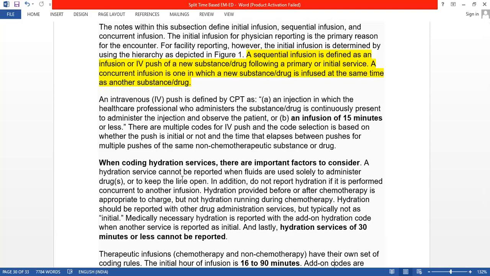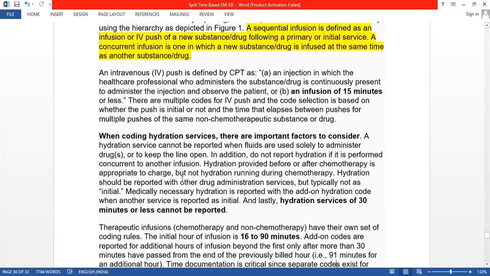And one more thing, for infusion, start and stop times must be documented. If there is no start and stop time, then we cannot code the infusion. We will code that as an IV push, right? But in the case of hydration, if less than 30 minutes of hydration is given, we cannot code anything for that hydration, right? We cannot.